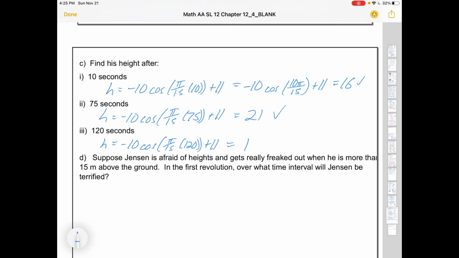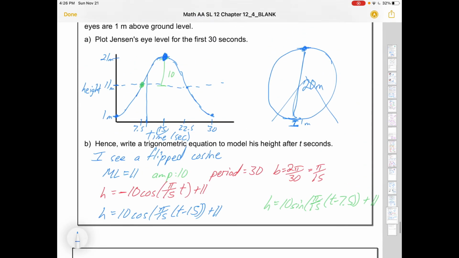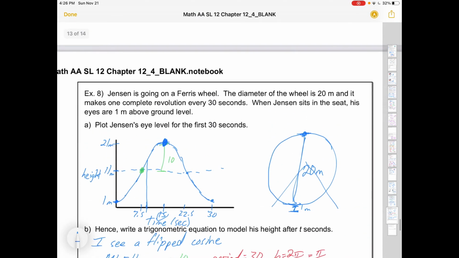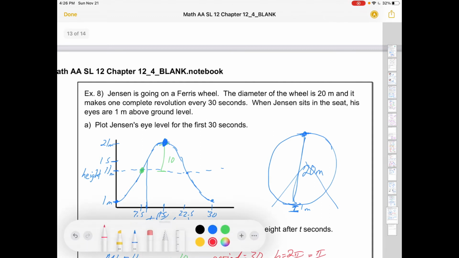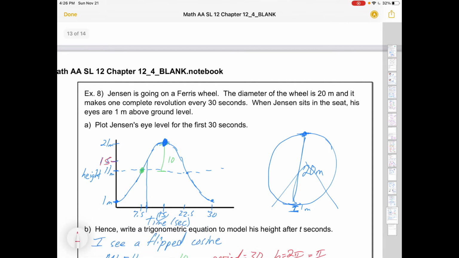All right, suppose Jensen's afraid of heights and gets really freaked out when he's more than 15 meters above the ground. In the first revolution, over what time interval will he be terrified? Let's look at the graph here. 15 meters is like about here. Maybe I'll choose a different color for this. He's going to be terrified from here until here.